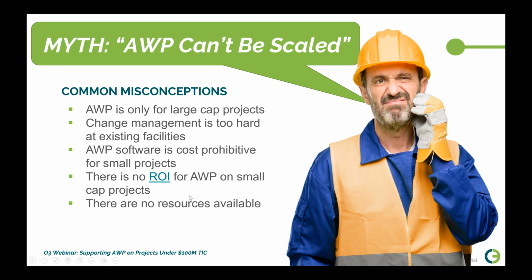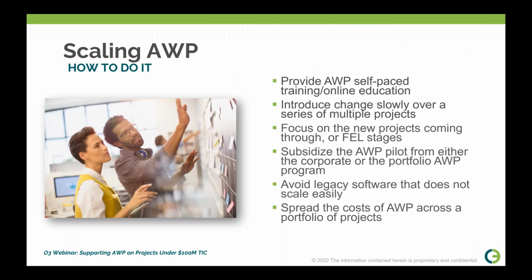Moving to the next slide, which is scaling AWP and how to do it. So what are the various ways to scale AWP? You can provide AWP self-paced training and online education. I emphasize self-paced training and online education because we want to establish process, but before establishing the process, we need to ensure that all your people buy into AWP. So providing them with self-paced training and online education will make sure that they understand that AWP can be scaled and AWP is going to make their lives easier.